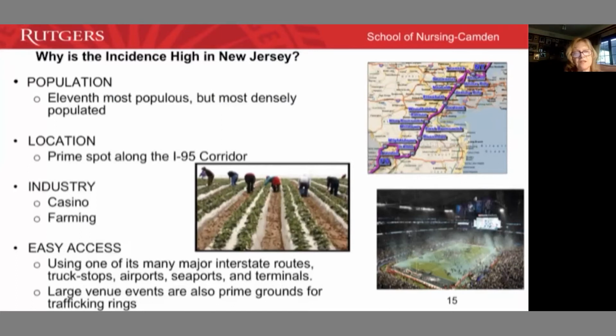We also have some industries that use trafficked individuals. For example, prostitution in the casinos and in the farming areas of New Jersey. We could have labor trafficking going on. Again, I-95 is easy access on and off to truck stops, airports, seaports, and terminals. And the large venue events, such as what we had in Philadelphia for the drafting of the NFL and also the Super Bowl in northern Jersey, were prime grounds for trafficking rings to practice.